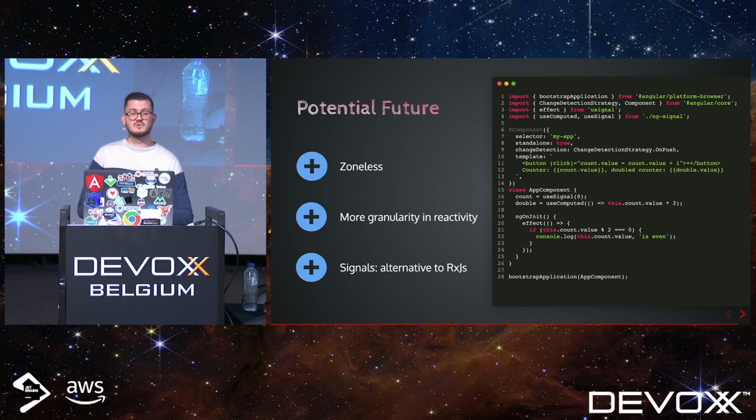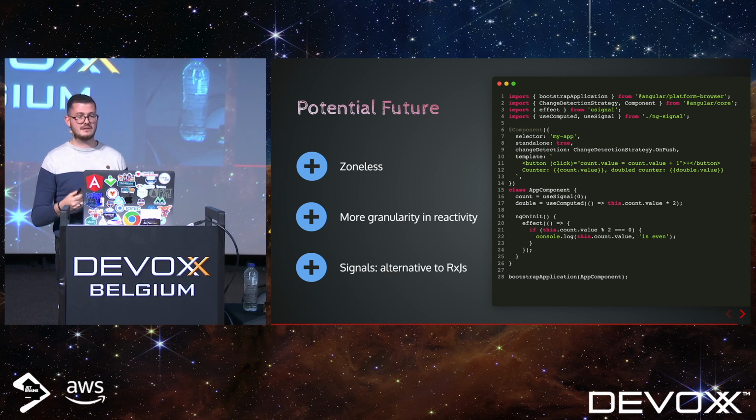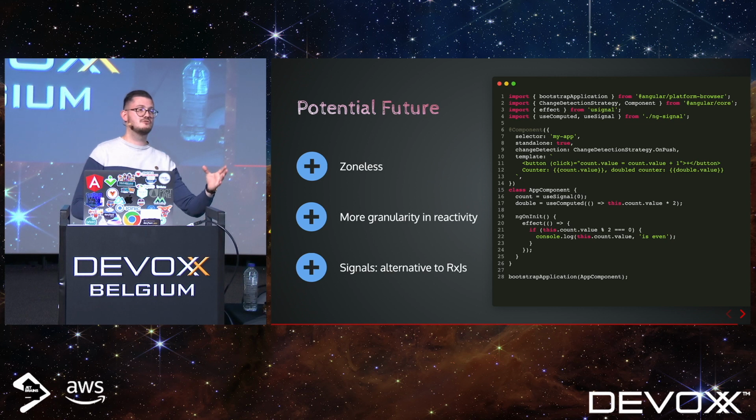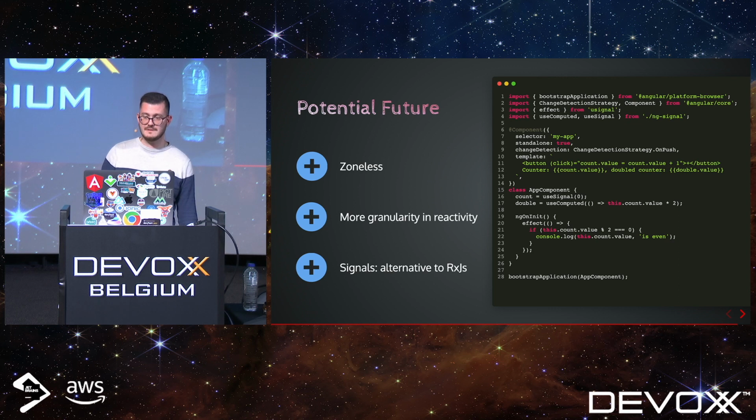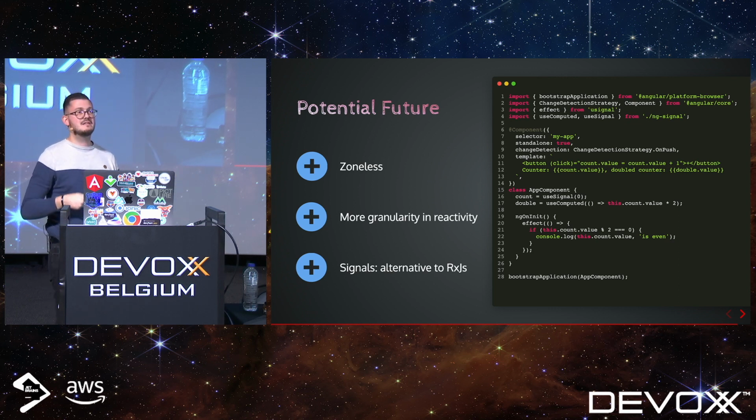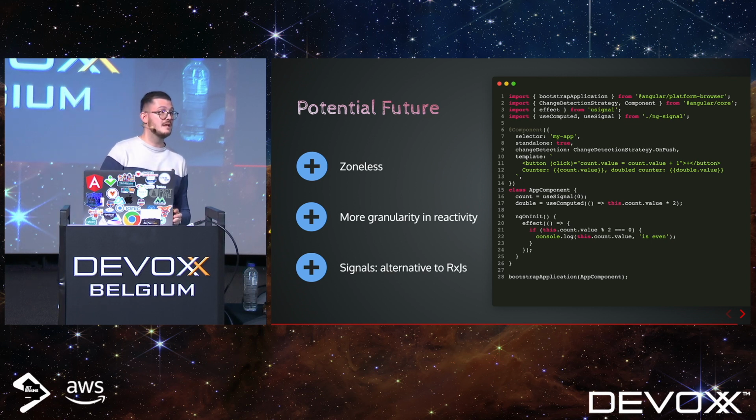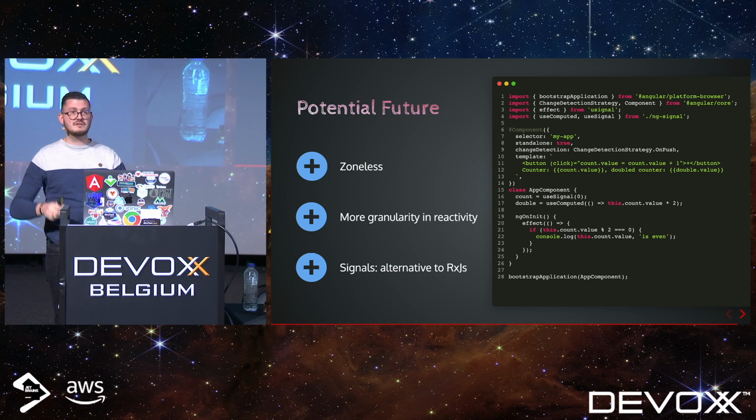Now let's go to the potential future of Angular. So zoneless, okay? Angular may make the framework zoneless. You can have more granularity in reactivity, because currently you can only change the change detection strategy, OnPush or Default. Now you will have more granularity in reactivity, and maybe they will give us an alternative to RxJS.